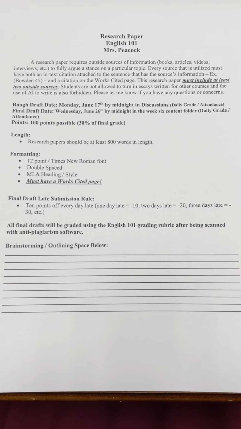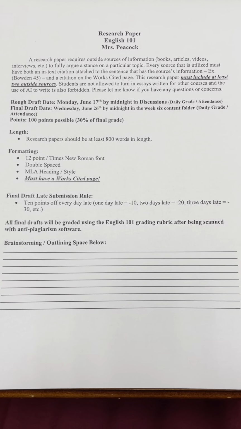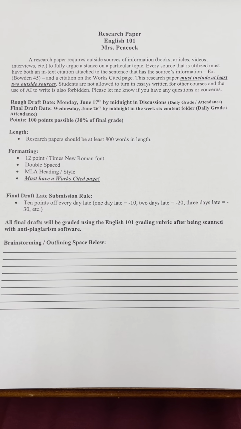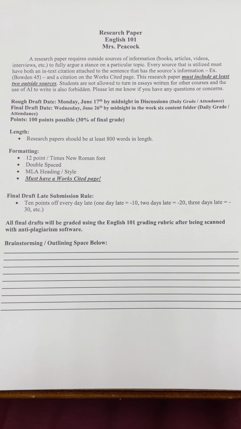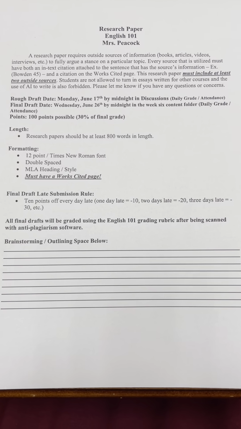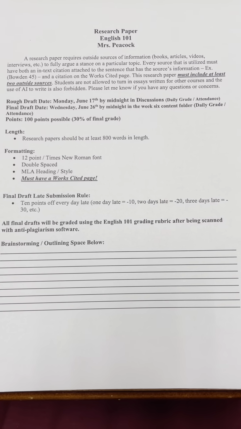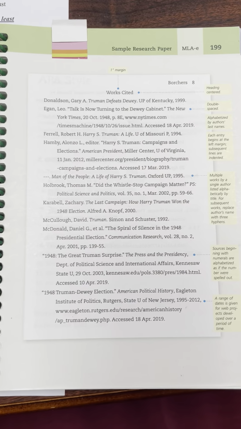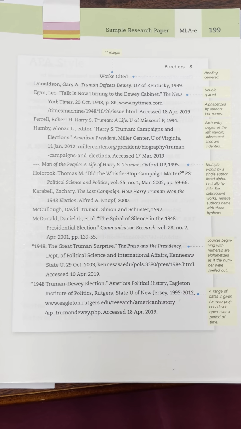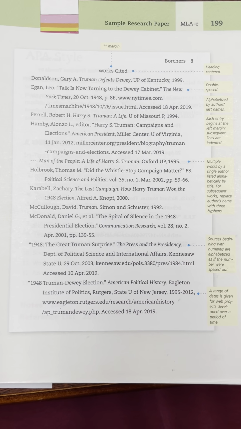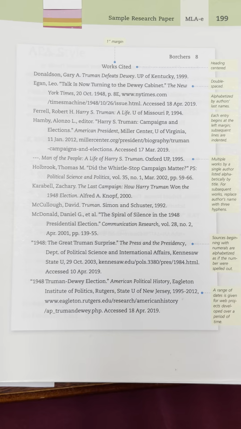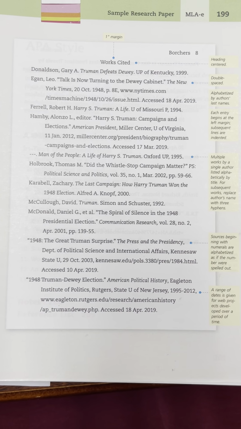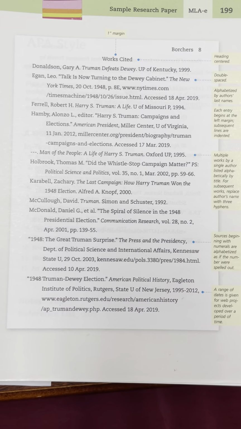Every source that is utilized must have both an in-text citation attached to the sentence that has the source information. So that would be, if the author's last name is Bowden and the quote came from page 45, it would be Bowden 45, and a citation on the works cited page. For those of you that have done research papers, the works cited page should look familiar, but there's one on page 199 in your Siegel textbook. This is an example. Of course, it's a really long works cited page, so yours won't necessarily be this long, but it's a really good one to use to guide you through what a citation should look like.